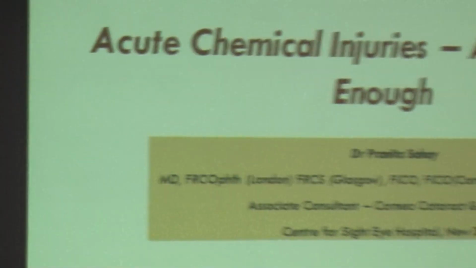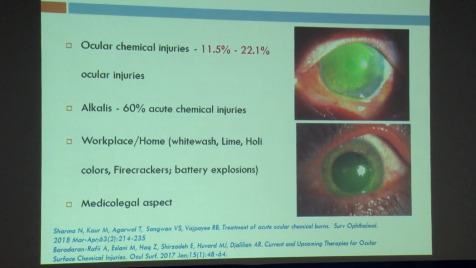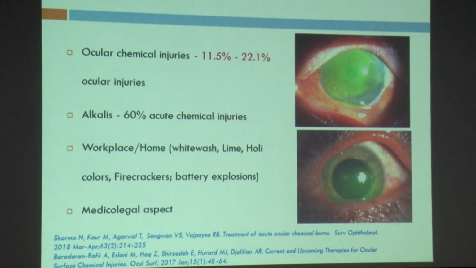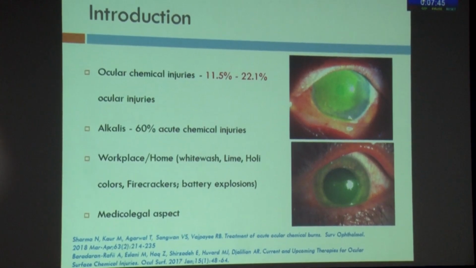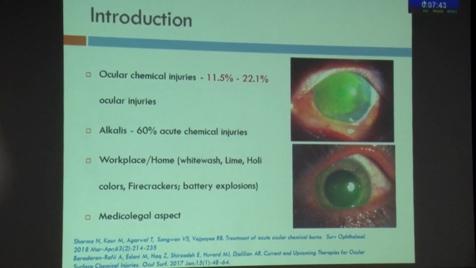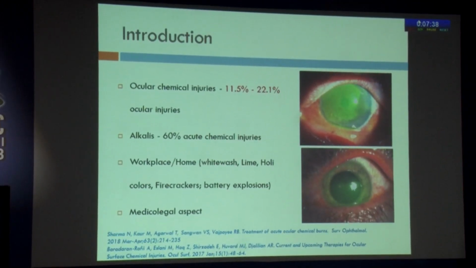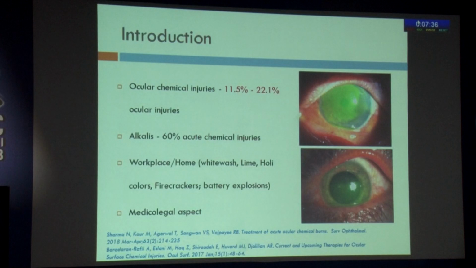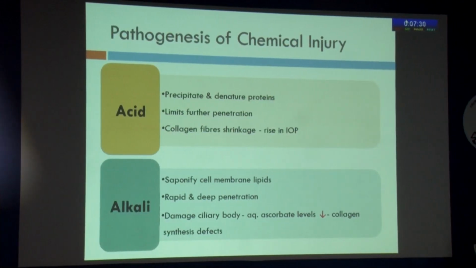Good morning, everyone. So I'll be presenting about the cornea part of chemical injuries that we deal with in our daily practice in acute emergencies. As we all know, chemical injuries account for almost 10 to 20% of the patients that present to our casualties. Alkali injuries are more common compared to acid injuries, and whenever you're dealing with any patient of chemical injury, the medico-legal aspect is something that you need to keep in your mind, because later on it always becomes a hassle if it is not dealt with earlier.